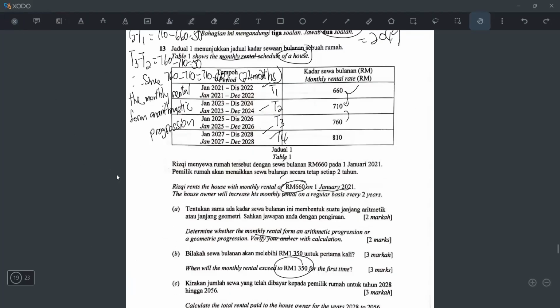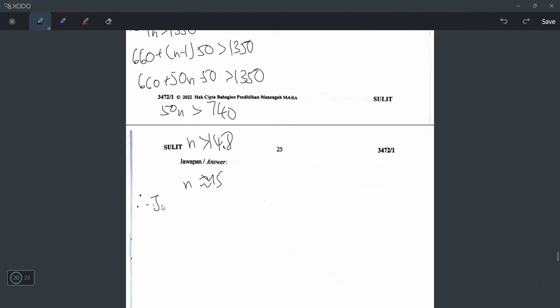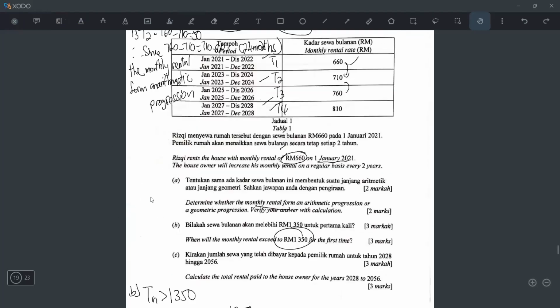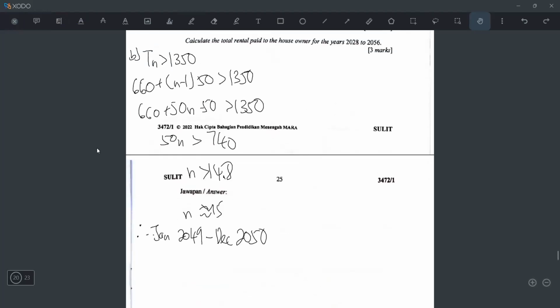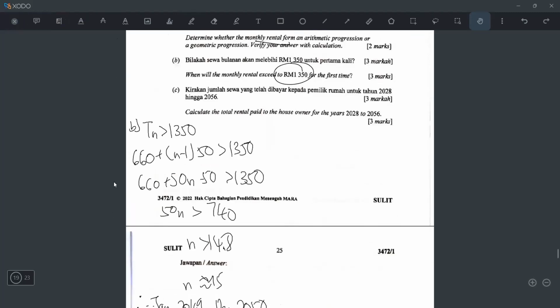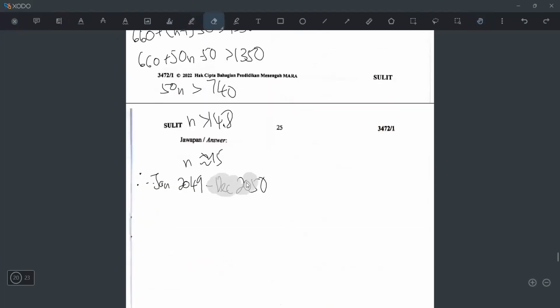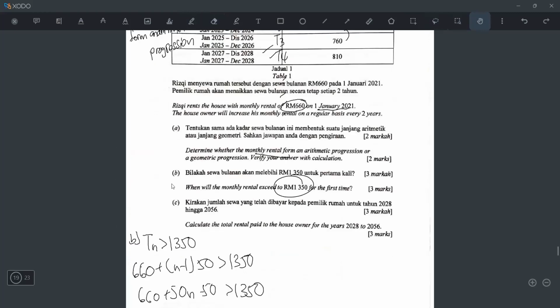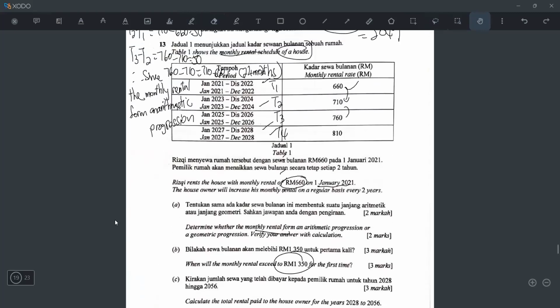Okay, so let's come back down here and write the answer. January 2049 until December 2050. Okay, how did they ask? When will the monthly rental exceed 1350 for the first time? It means from this onwards. So I don't have to write this. From this point onwards, the monthly rental has all already exceeded this value. Okay, let's go to C.